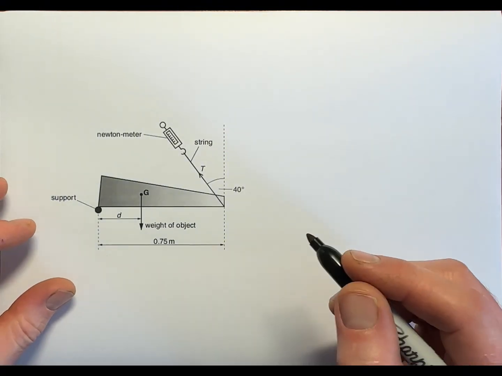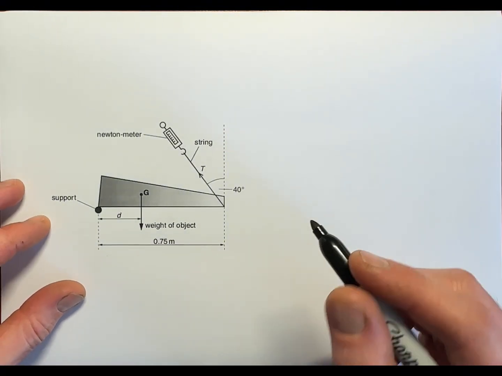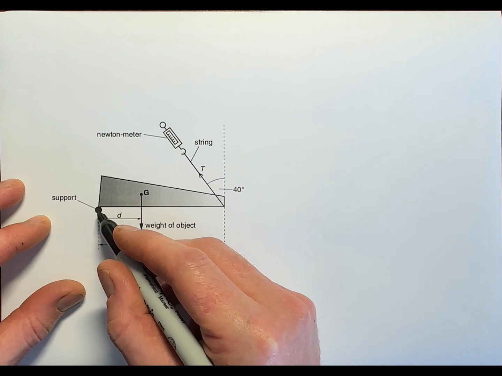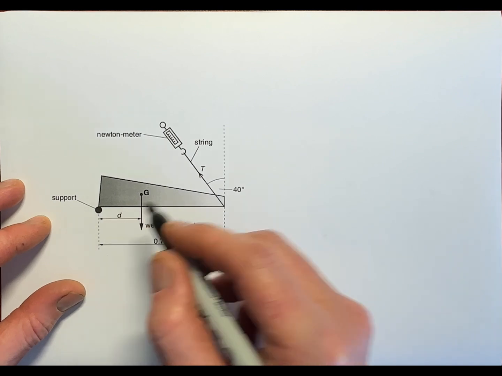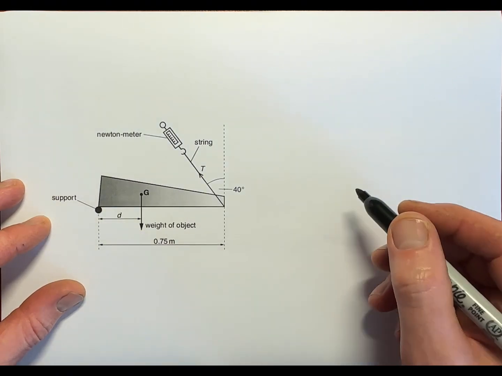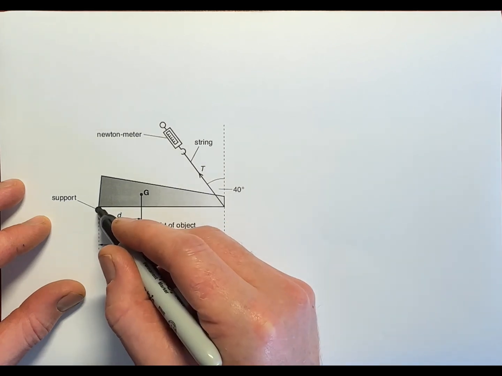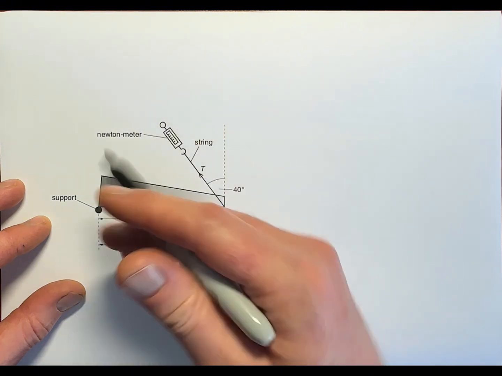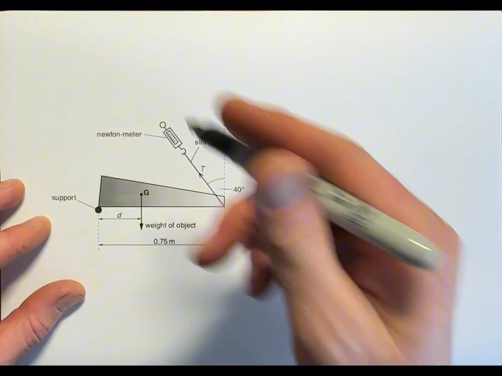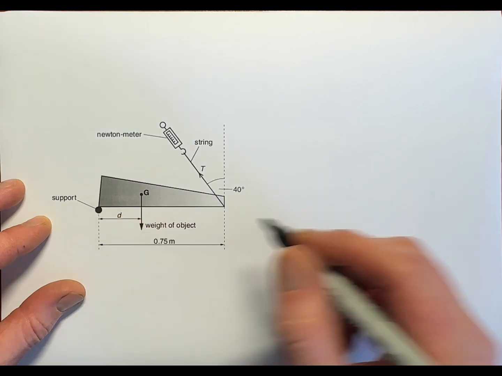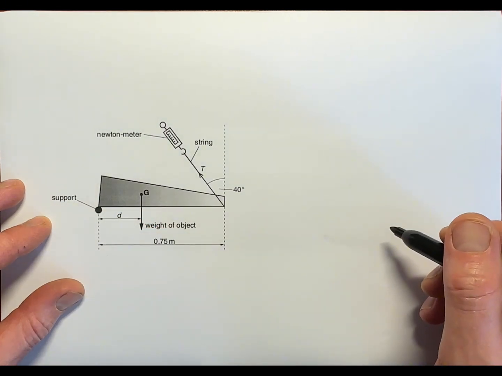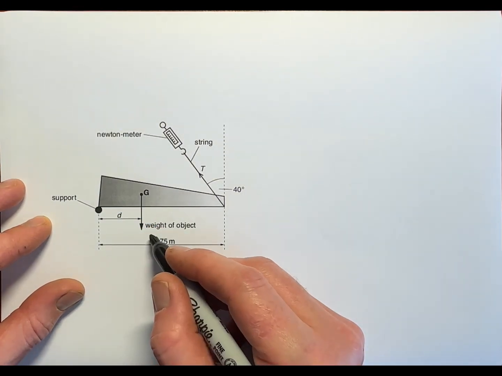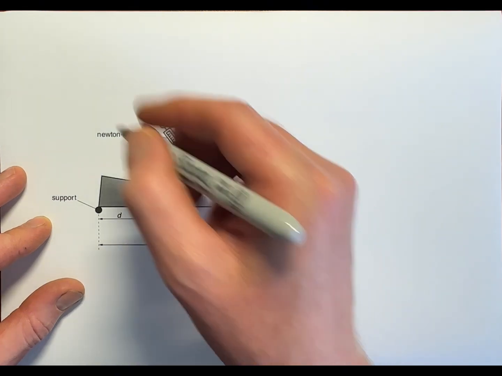Okay, so here we've got another problem that is all to do with an object and a pivot point. You've got this object here, a slightly funny shape, and it is supported by this pivot point and this string that is held by a Newton meter. It's able to pivot around here, but it's held stationary. So everything's in equilibrium.